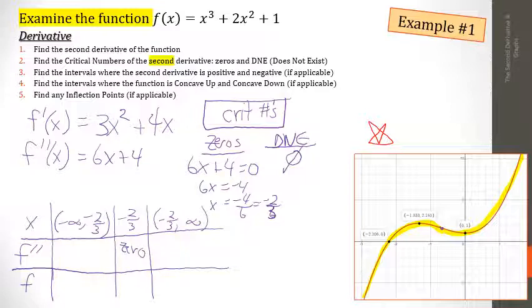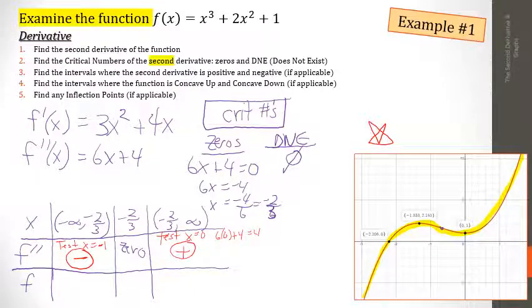So we need to test a value. Let's test x equals negative 1. We plug it into the second derivative, and we get a negative number, so this is negative. Over here I'm going to test x equals 0. 6 times 0 plus 4 is 4, which is positive, so it's positive.